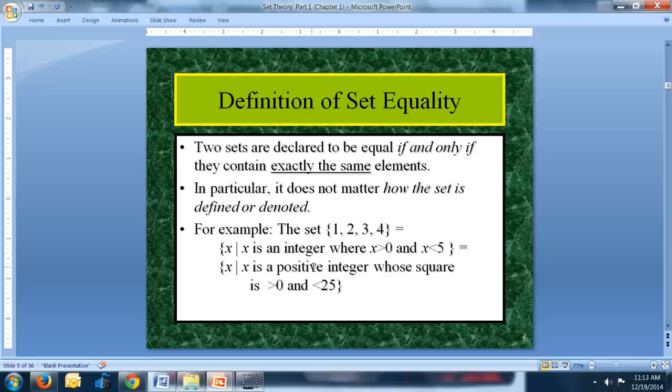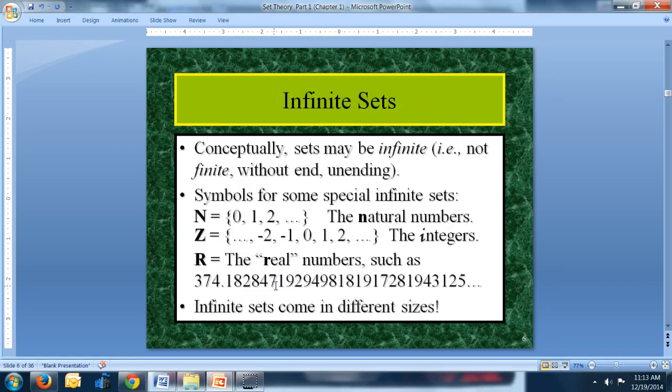If they are integer values between 0 and 5, then they are the same as if you square them: they will be between 0 and 25, not including 0, not including 25.